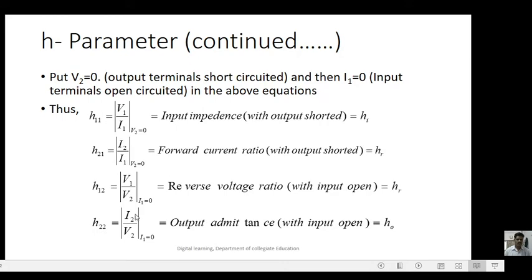H22 equals I2 by V2 at I1 equal to 0. That is the magnitude of I2 by V2 at I1 equal to 0. The output admittance with input open equals HO. This is the output admittance.